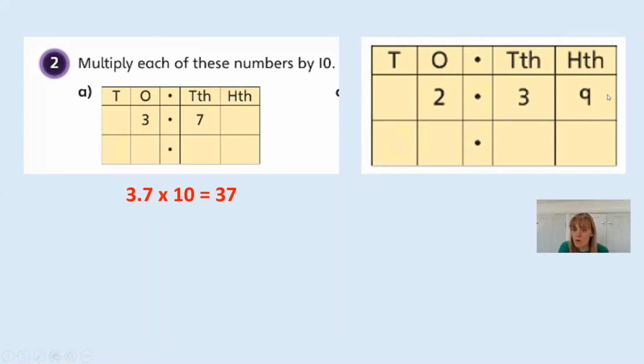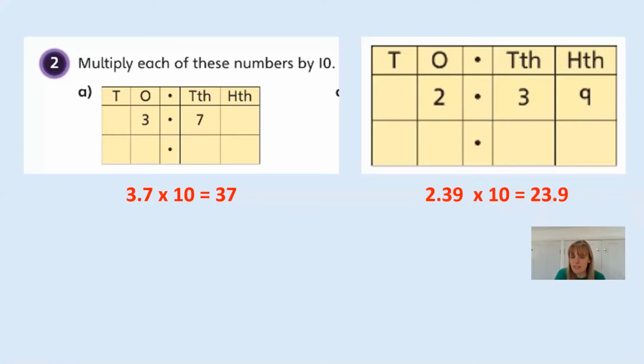Over this side, we've got 2.39. Don't be alarmed if there's more digits in there. If you've got hundredths added on, it's the same rules. Timesing by 10, everything's moving one place larger, jumping higher into the next column along. So the 2 ones is going to go into the tens, the 3 tenths will jump into the ones, and the 9 hundredths will jump into the tenths. So 2.39 times by 10 is, the answer is 23.9. Okay, does that make sense? I hope so.